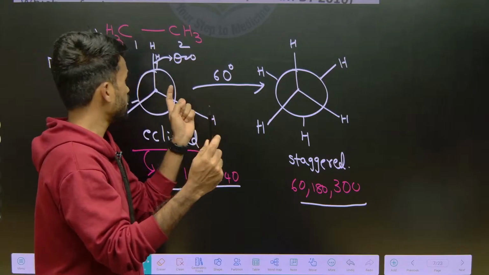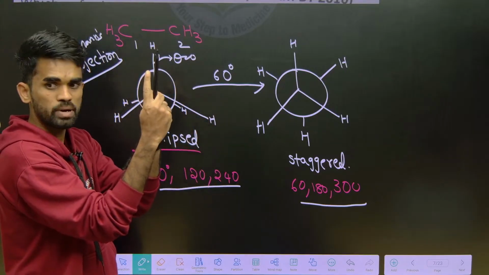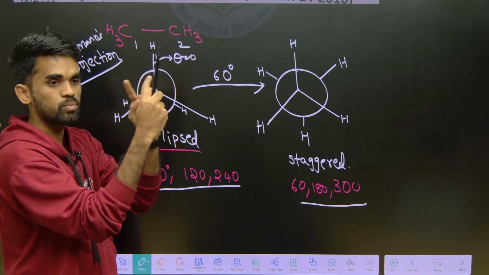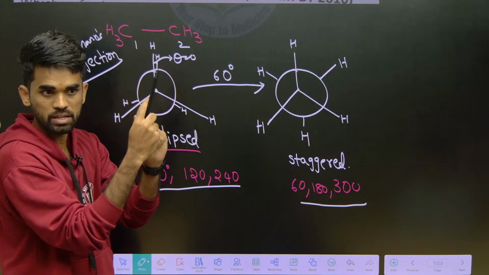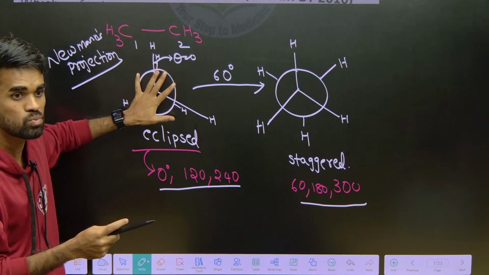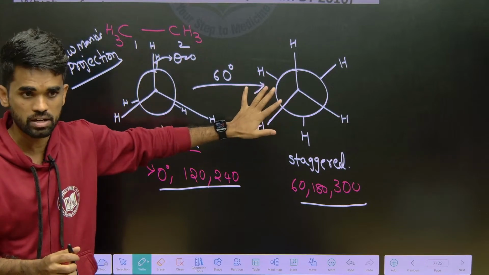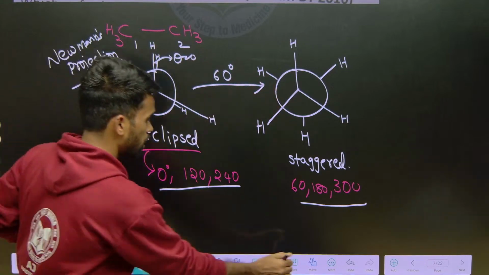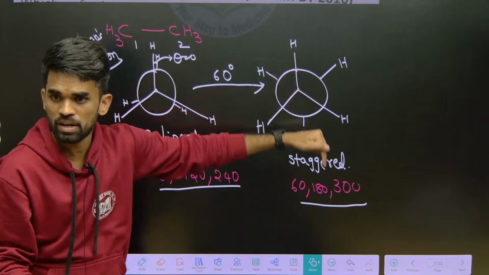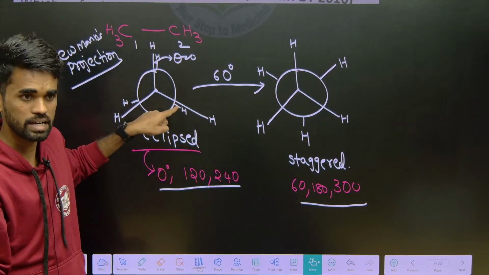Now, in eclipsed conformation, hydrogens are back to back. So there will be repulsions, which means it is less stable. Which is the more stable conformation of ethane? Staggered. Okay? Now, if it is more stable, its energy will be lower, and the less stable one has higher energy.